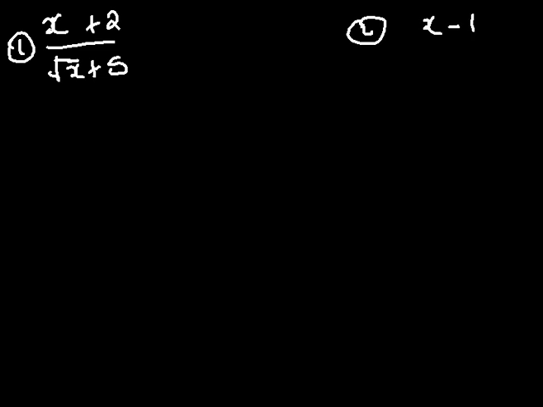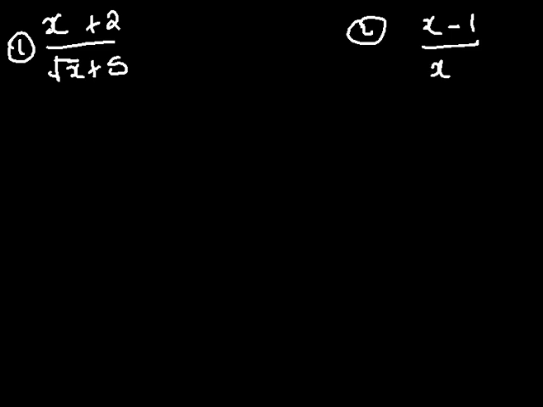So let's consider the following expressions that contain surds. Let's say we have (x + 2) divided by the square root of x, plus 5. And we have another expression. Let's say we have (x - 1) divided by the square root of x.